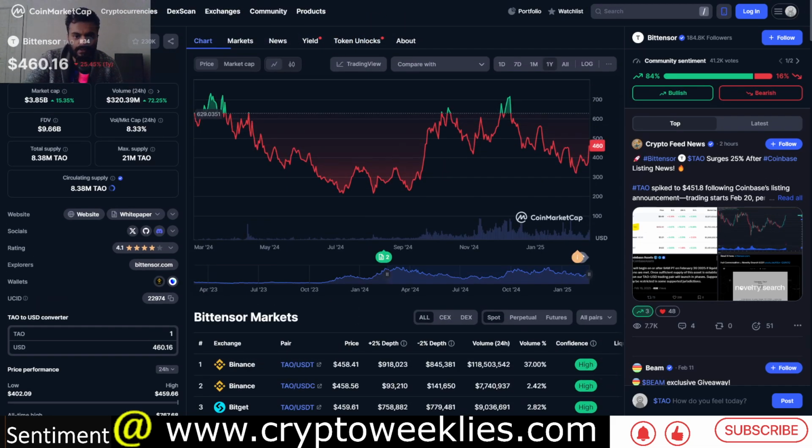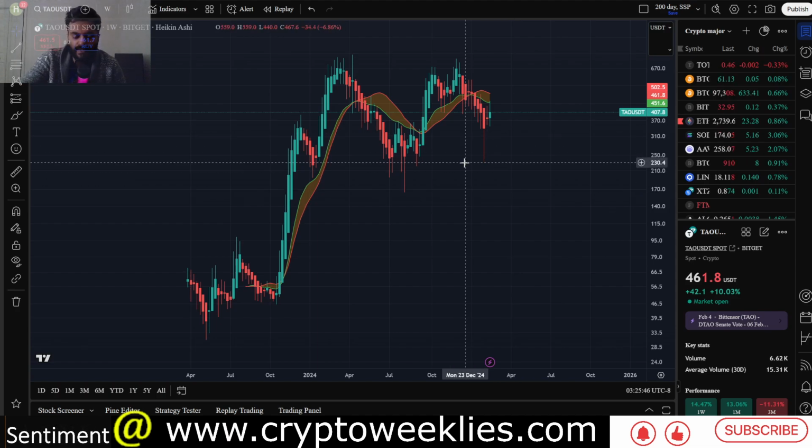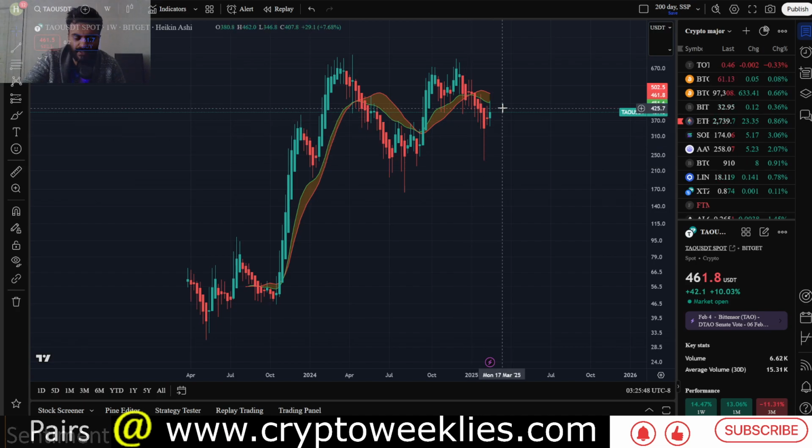So now let's take a look at the technical analysis of TAO. This crypto was launched in March of 2023, so little less than 2 years. That's why we don't have a machine learning based price forecast. It requires more than 2 years worth of data.